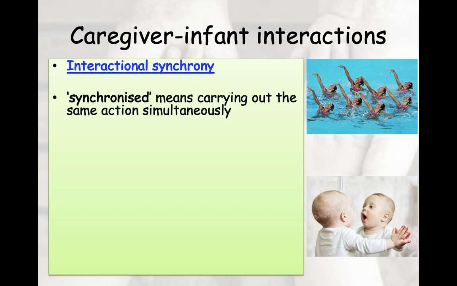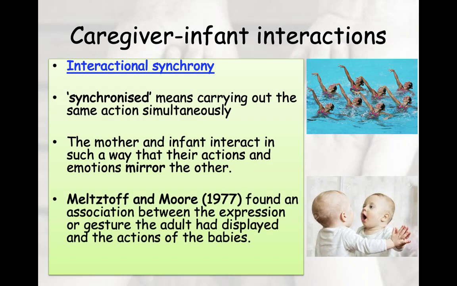Interactional synchrony is very similar. It's sometimes difficult to separate them, but the difference between reciprocity and interactional synchrony is that interactional synchrony is when the baby is carrying out the same action as the adult, but at the exact same time. So almost like they are looking in a mirror. It's proper mimicking as opposed to turn taking. So reciprocity, it's like you go, I go. They take turns, and interactional synchrony is when they are both mimicking and carrying out the same action at the same time. So they are mirroring each other.